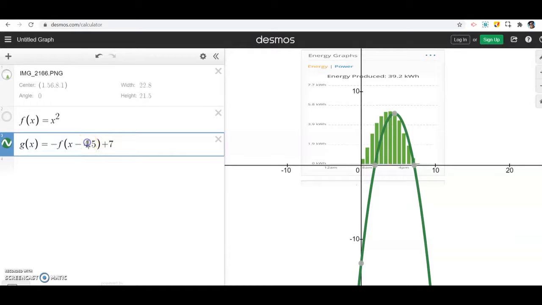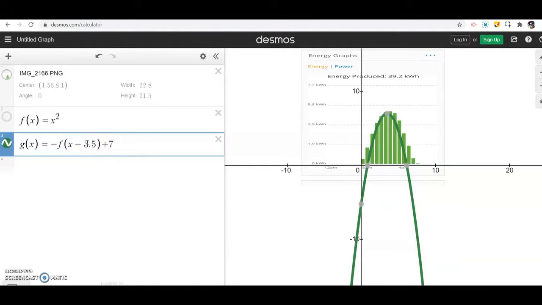So let's do this. Let's change that to 3.5. Change this to an 8, and we're almost right on the money. Last thing we want to do is I want to widen it just a little bit, see if we can hit that a little bit better.